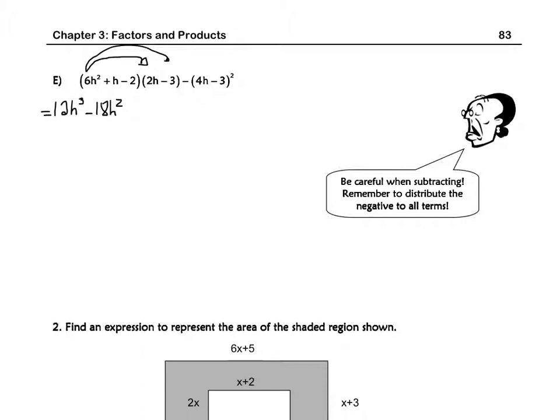And then you move to the h, so the h times the 2h is going to be 2h squared. And then the h times negative 3 is going to be minus 3h. And then the minus 2 times the 2h is going to be minus 4h. And minus 2 times the minus 3 is going to be positive 6. And then we've got basically 4h minus 3 squared, so that's 4h minus 3 times 4h minus 3.